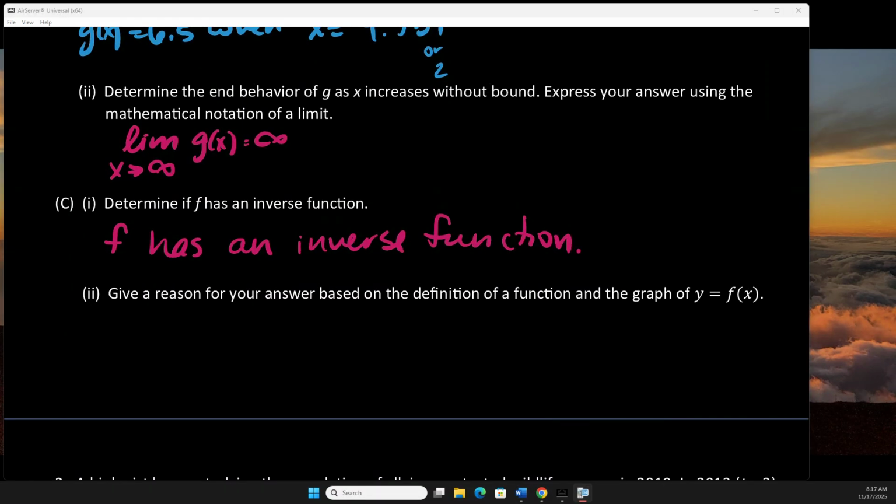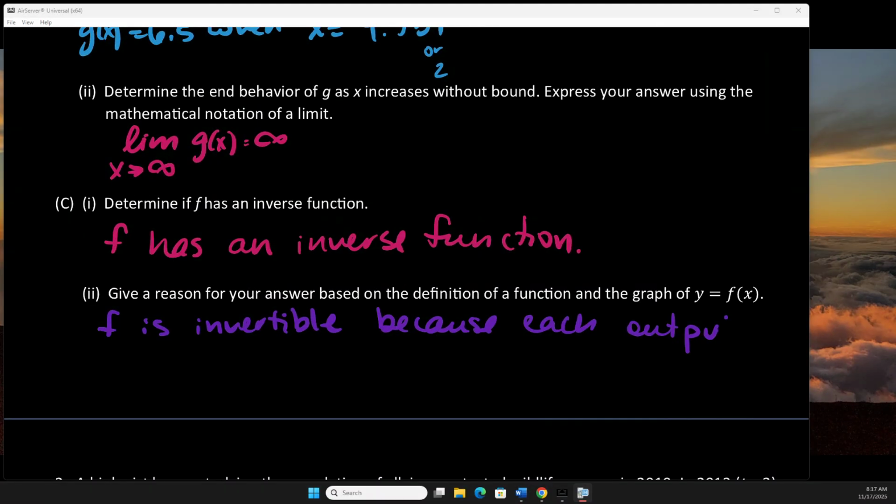So we have to say something very similar to: f is invertible, or you could say has an inverse function, because each output value of f is mapped from a unique input value.